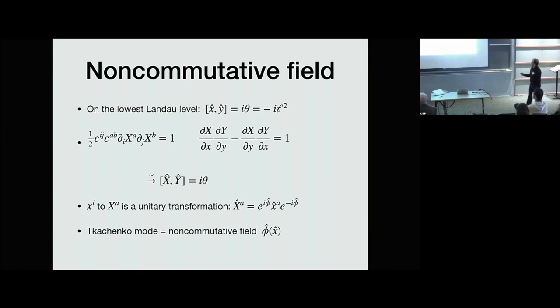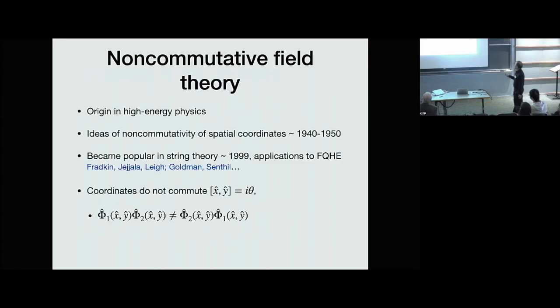And so the thing that we see here is the following: that we can identify the Tkachenko mode with a certain operator phi, which is itself a function of this non-commutative coordinate X that parameterizes this unitary transformation. So the point of view that we gain here is that the Tkachenko mode is a field in a non-commutative space X. A function of non-commutative X, that is a non-commutative field.